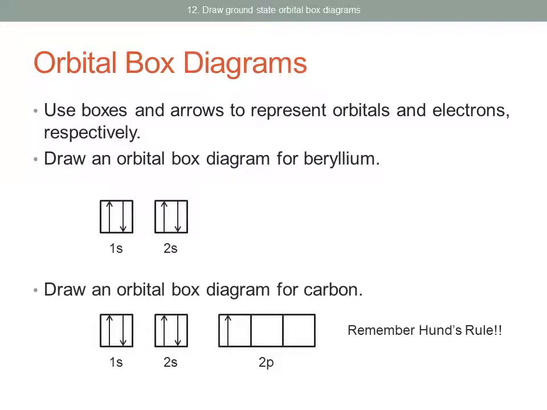Recall Hund's rule tells us that whenever we have degenerate orbitals, and these 3 orbitals here would be degenerate because they're all in the same sublevel, we always put 1 electron in each orbital first with the same spin before we pair up. So the next electron would go in that second orbital and it would have a positive spin, just like we see with that first electron in that sublevel. So there would be the orbital box diagram for carbon.